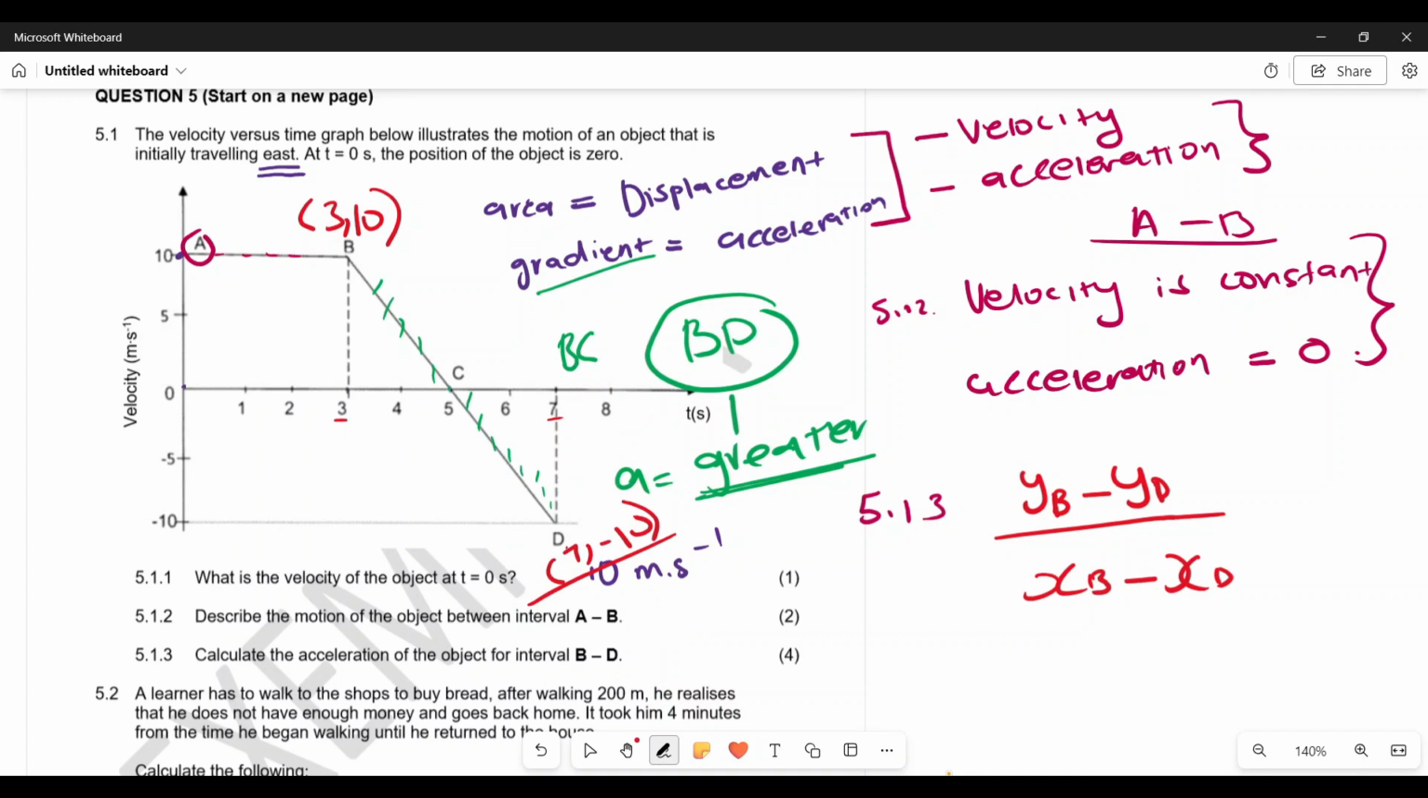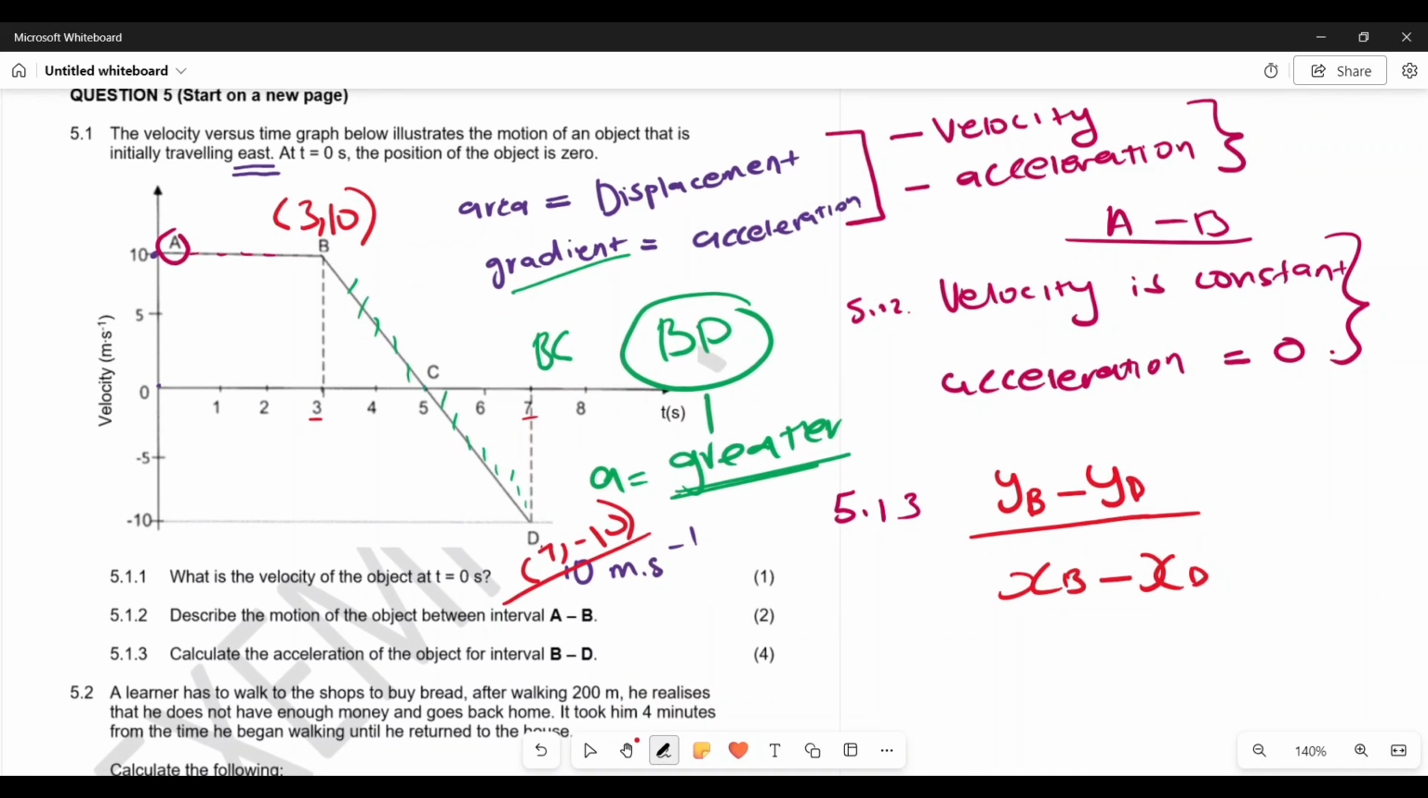Now, substituting, what is my y at B? My y at B is 10 minus my y at D, which is negative 10. I'm going to put this in brackets. All divided by my x at B, which is 3, minus my x at D, which is 7. And now, punching this into your calculator, your acceleration should be equals to 5 meters per second squared. And this would be a negative, because at the top you have a positive, but the denominator is negative.